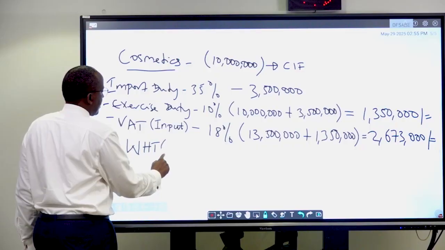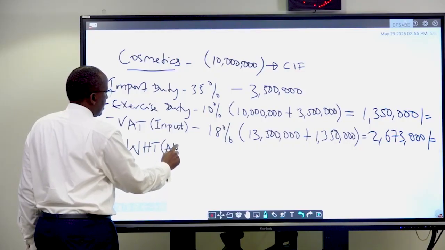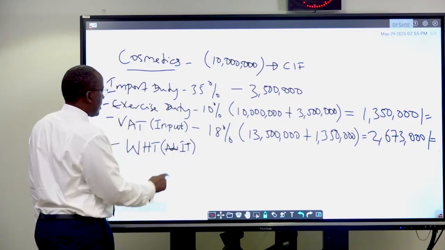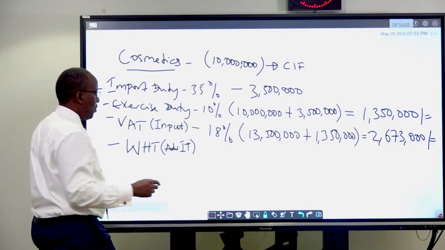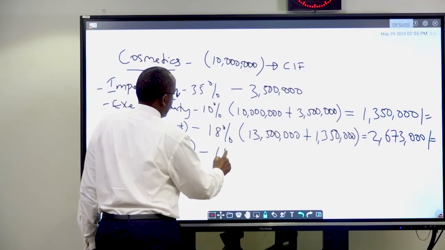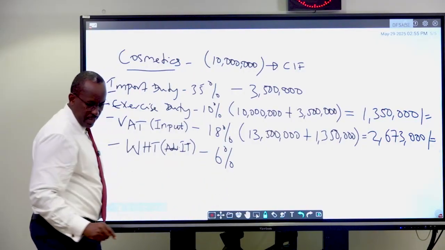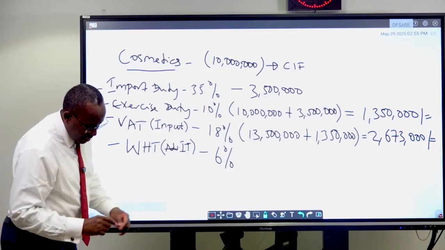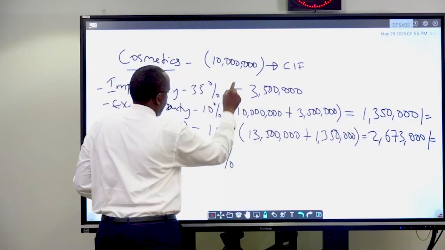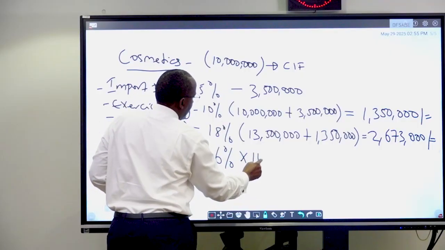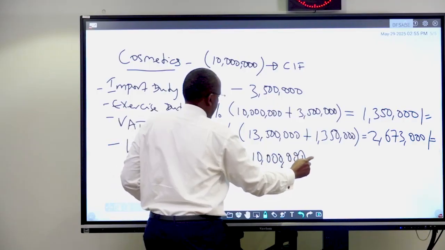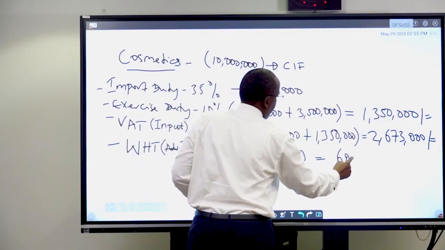Then finally, there is withholding tax. We said it is advance income tax, because when you're making your final income tax return, you'll take credit of this. It's normally 6%, and the base we are using is the CIF. We are not going to add anything. So it is 6% of the 10 million CIF, cost, insurance, and freight, which would be 600,000.